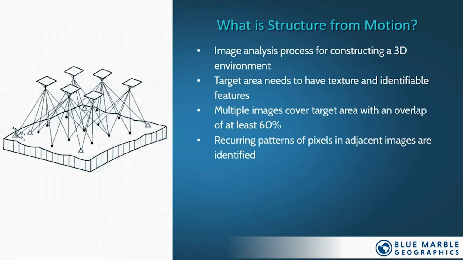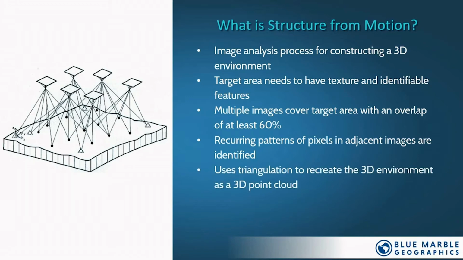Again, recurring patterns of pixels in adjacent images are identified. A feature that's recognizable, a building, and the procedure will analyze and recognize those recurring patterns. It simply uses a process of triangulation thereafter to determine where that visible surface is in three-dimensional space, and will create a point, a single three-dimensional point. Now it repeats that many, many times, obviously, when it detects other structures, other surfaces, other features, and you end up with a very closely spaced three-dimensional point cloud. But the process is simple triangulation.